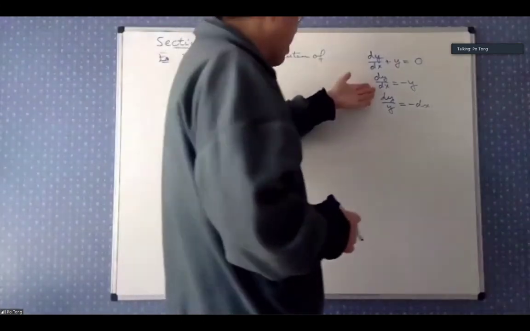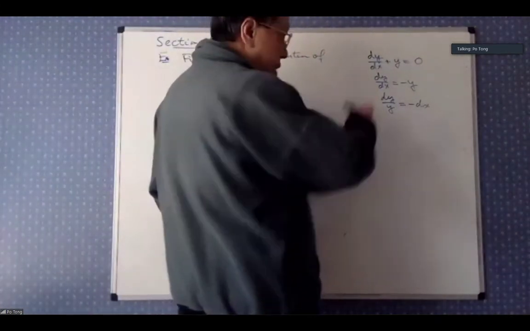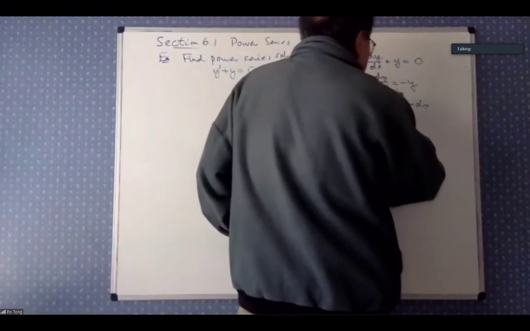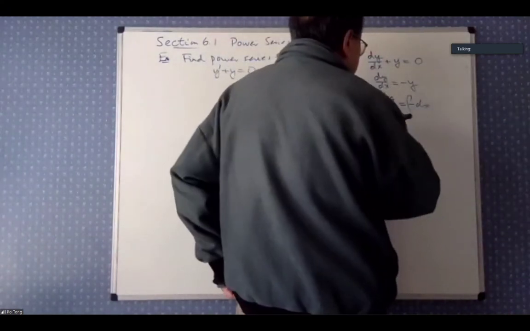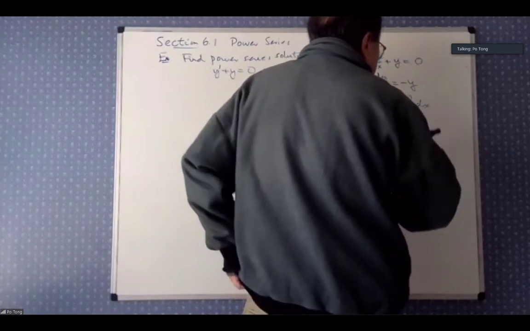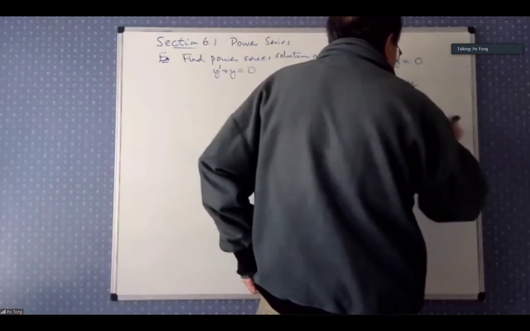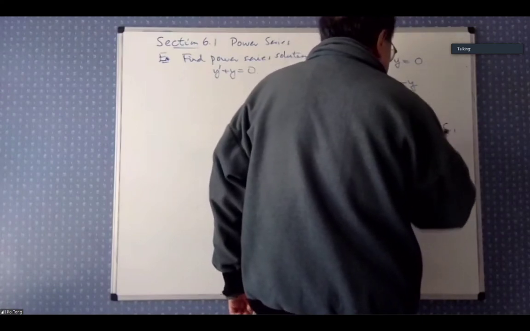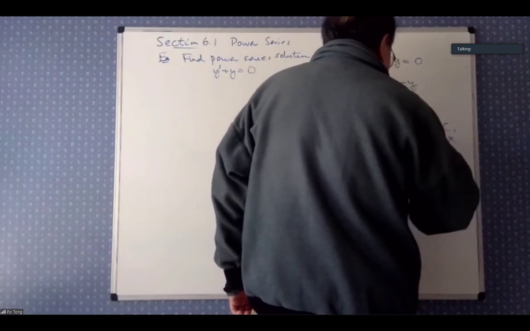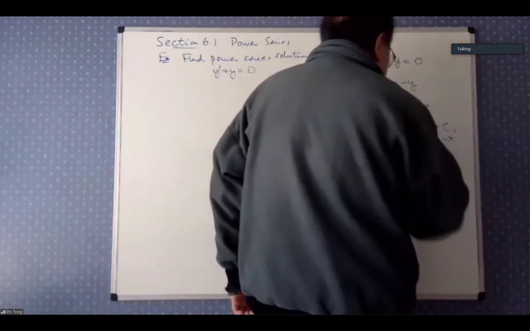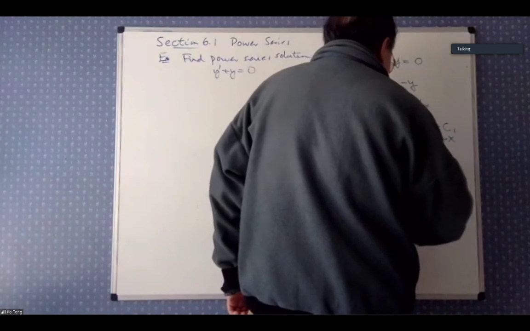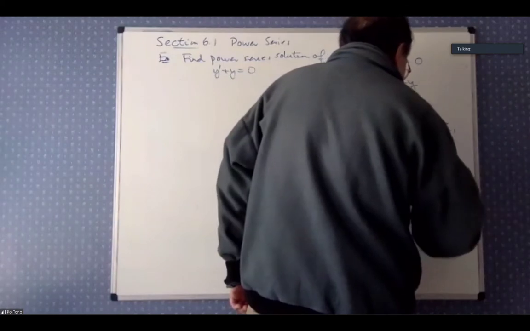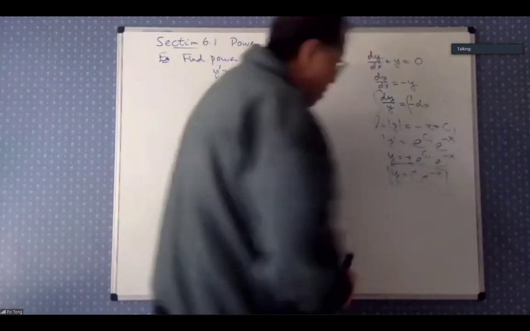This is basically exponential decay, this one. Right? It's an equation for exponential decay. And then you integrate both sides. So it will be ln(y) equal to negative x plus c1. Oh, that should be the answer.